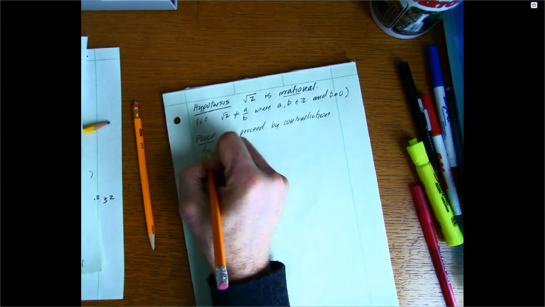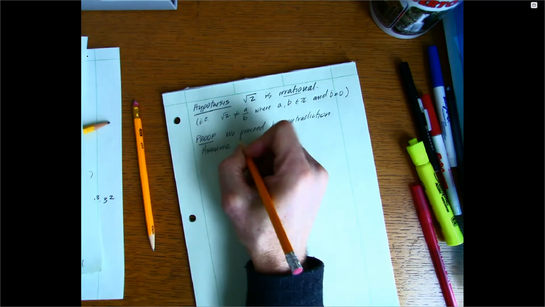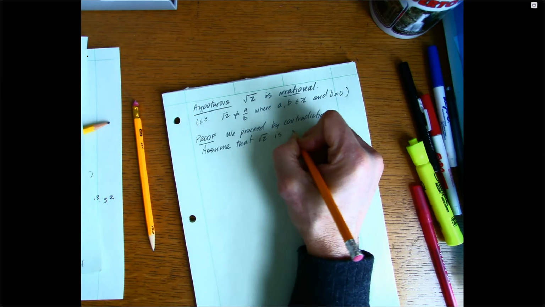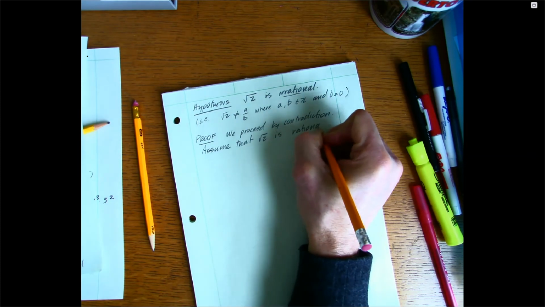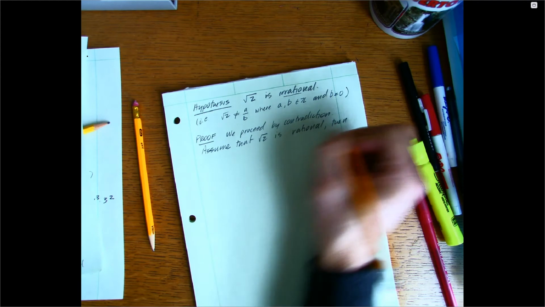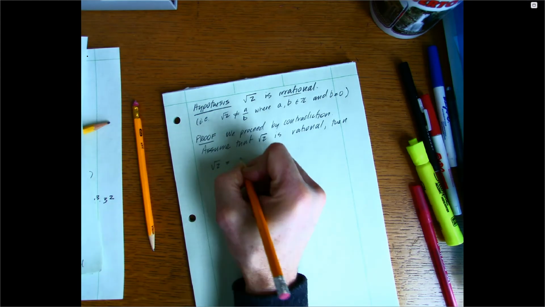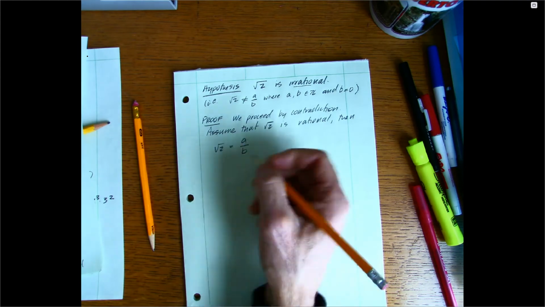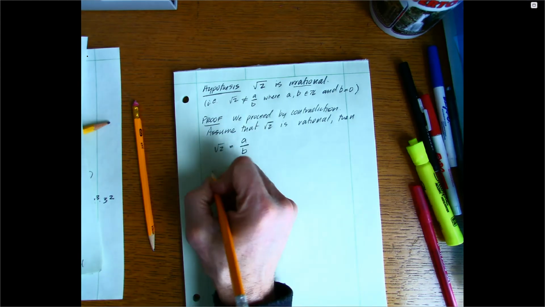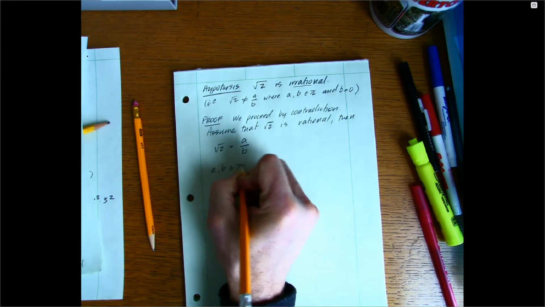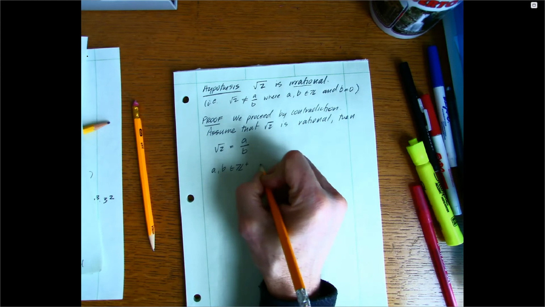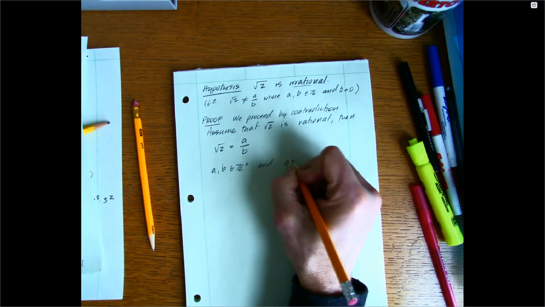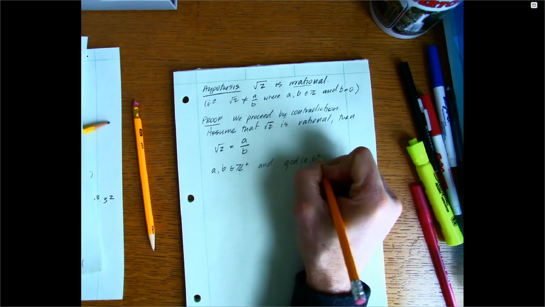Let's assume that root 2 is rational. If it is rational, then we can write root 2 as the ratio of two integers, a over b. And since root 2 is positive, let's restrict a and b to the positive integers. Let's also restrict it to be written in lowest form. So let's let the GCD of a and b equal 1.